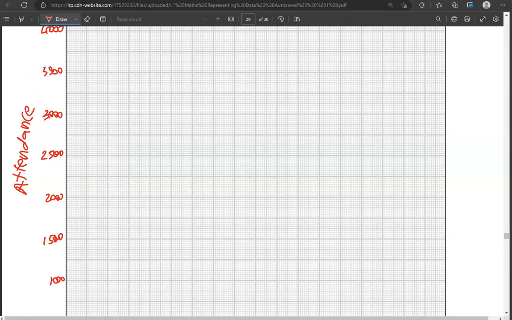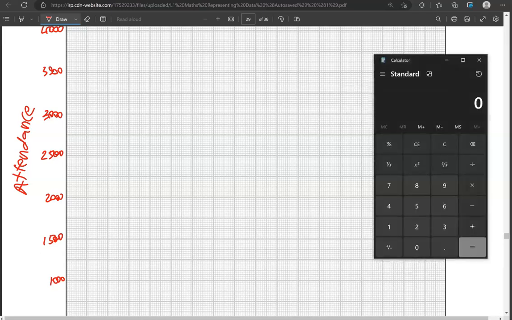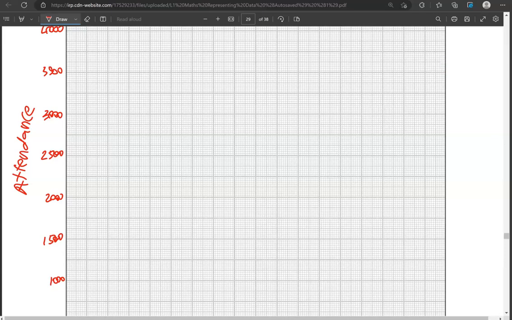3,200 will be between 3,000 and 3,500. But where exactly? Because we've got 20 little squares in here that represent 500 in terms of attendance. So what I'm going to do is 500 divided by 20, and that gives me 25. So each little square represents 25. So this is 3,000, 3,050, 3,100, 3,150, 3,200.